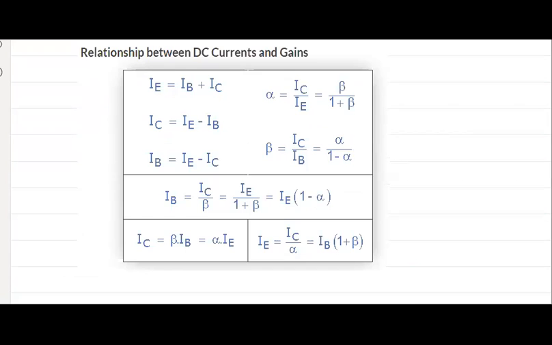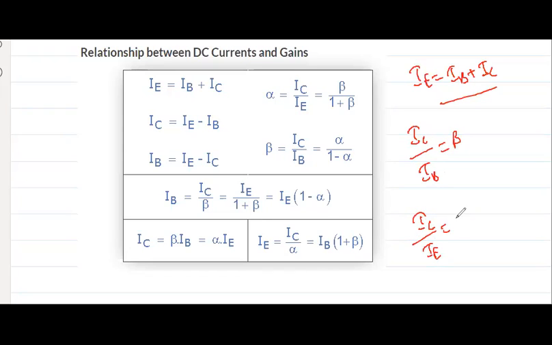So see, this is the relationship that we have already studied. Yes or no? The emitter current is always equal to base current plus collector current. The ratio between collector current and base current is called beta. And the ratio between collector current and emitter current is called alpha.